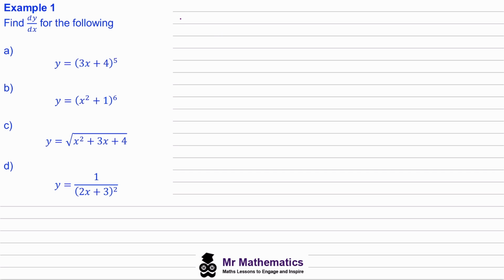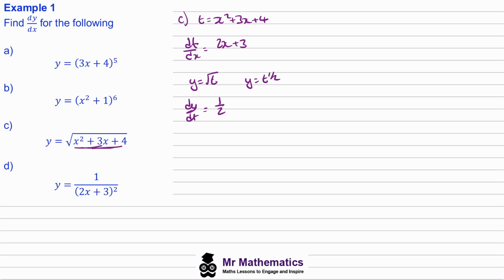Okay, so welcome back if you had a go. Question C, we'll let t equal this inner function. So t equals x squared plus 3x plus 4. Then dt by dx will be 2x plus 3. And we can write y in terms of t. This will be the square root of t. But to differentiate this, we'll write it as a power. So dy by dt, we'll bring this power down. We'll get 1/2. And then we'll take away 1 from that power.